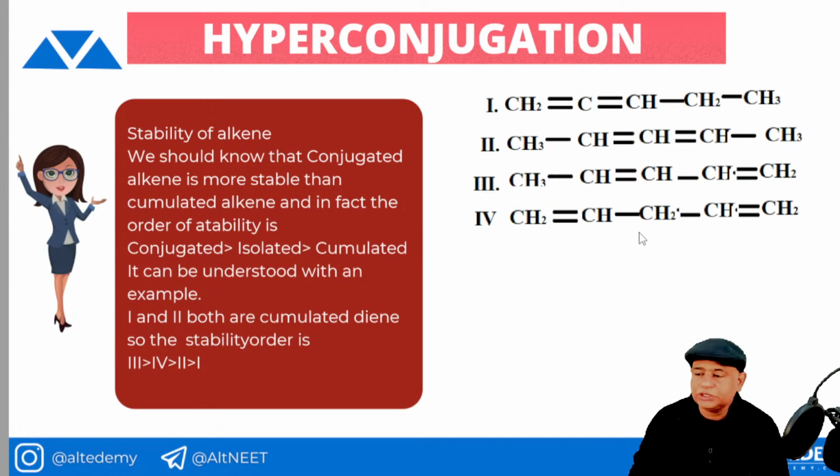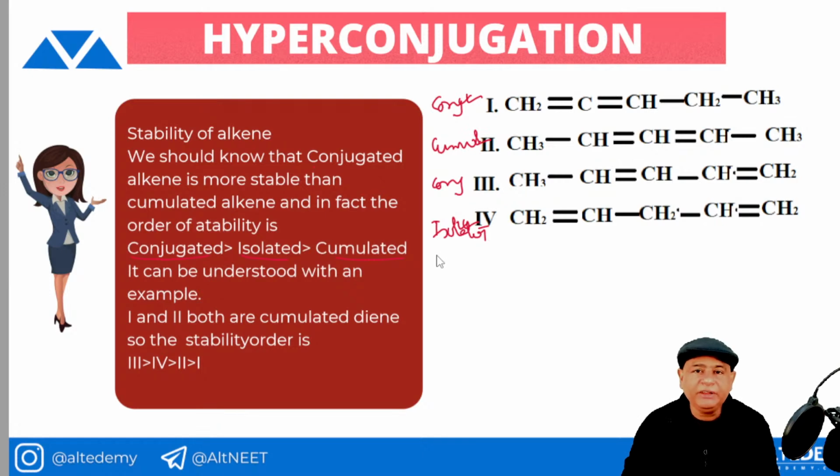Let us take another question, which is very beautiful. We have 4 different structures, and before attempting this question, let us talk about the stability of alkenes. We can come across 3 different kinds of alkenes. We can have a conjugated alkene, like this; an isolated alkene, like this; and a cumulated alkene, this one. This again is conjugated. This is conjugated. This is isolated. And this is cumulated.